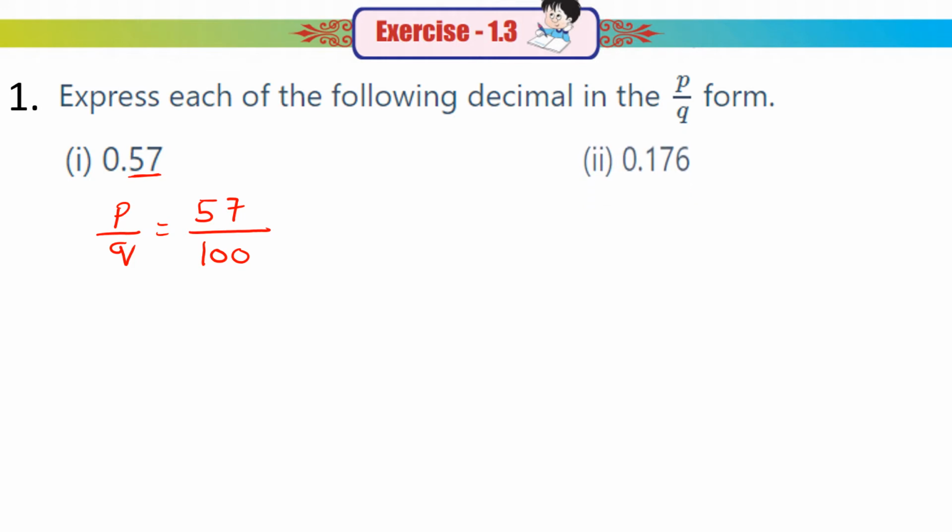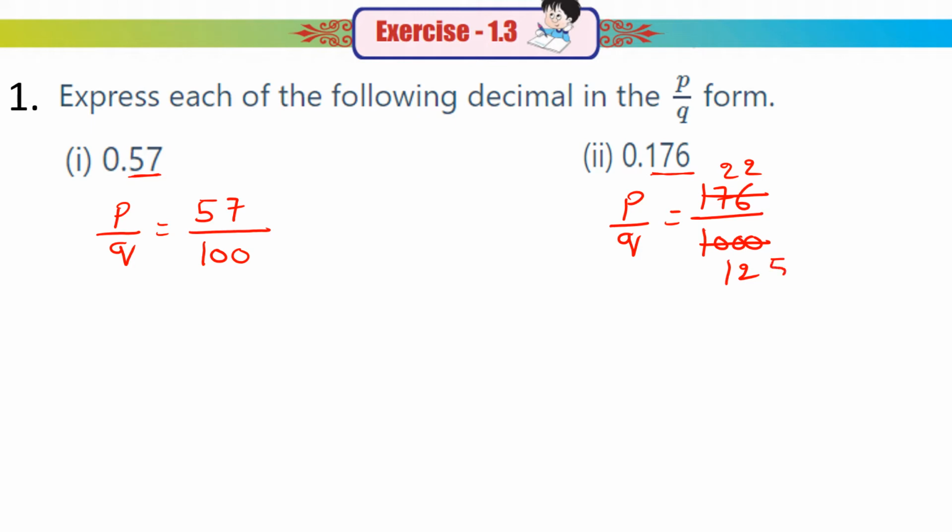Let us see the next question, 0.176 in the P by Q form. That equals, omit the point, in the numerator write the total number, 176, by, after the decimal point there are 3 decimal places, that's why you should take 1000 here. So cancel by 8: 8 2s are 16, 8 2s are 16, 8 1s are 8, and 8 2s are 16, 8 5s are 40. So that is 22 by 125 in the P by Q form. Okay, now let us see the next question, 1.00001.